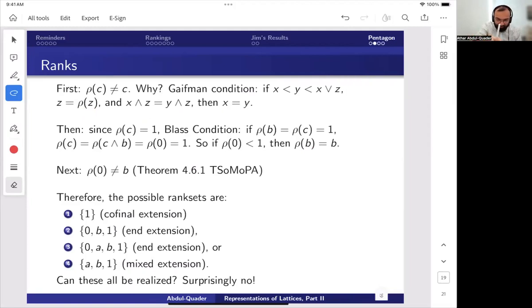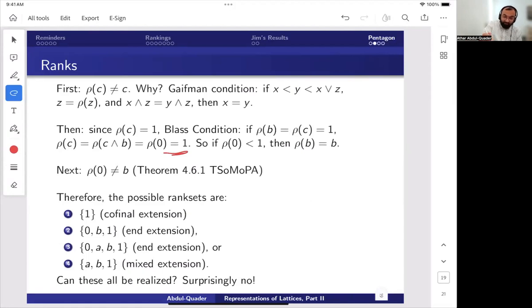The Blast condition says that if two elements have the same ranking, then they have the same ranking as their meet, right? And so if rho of B is equal to rho of C, and they're both 1, then rho of C meet B, which is 0, has to be 1. And so in this case, the extension will be cofinal.